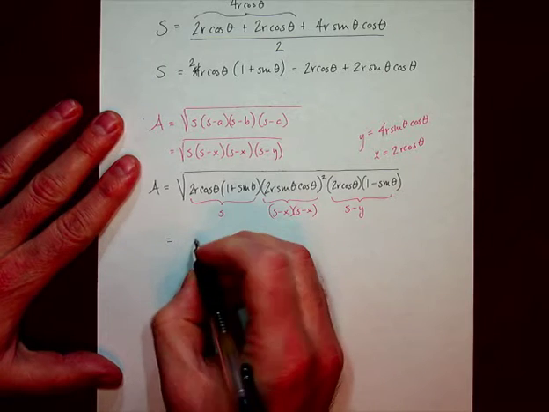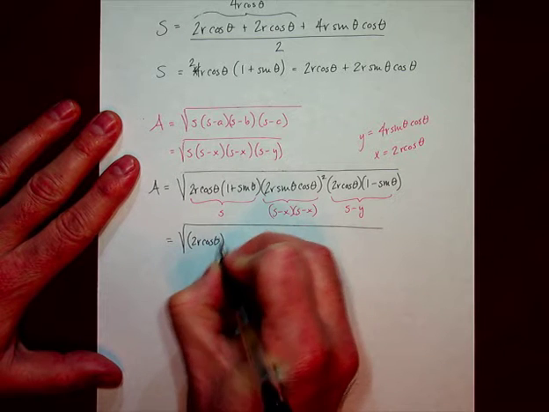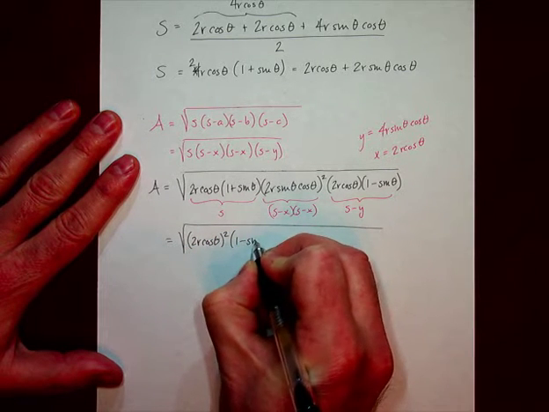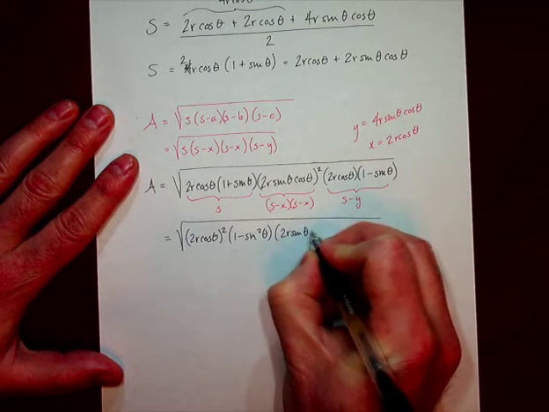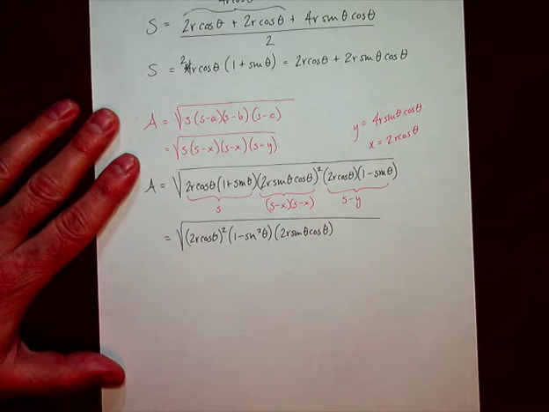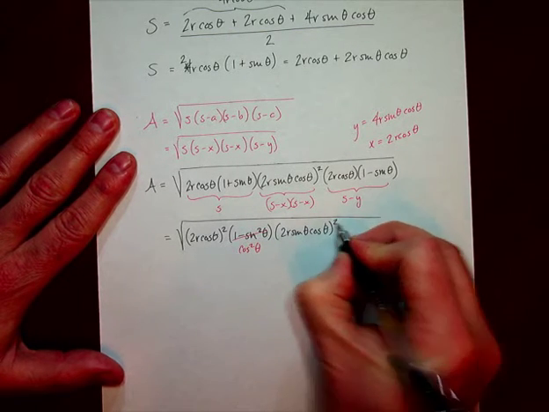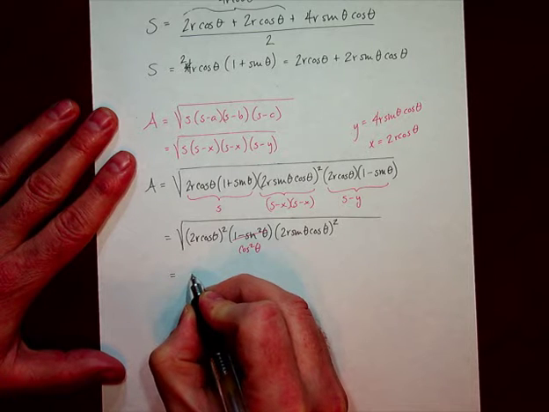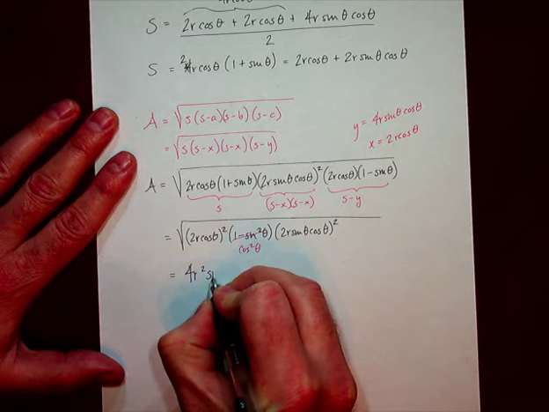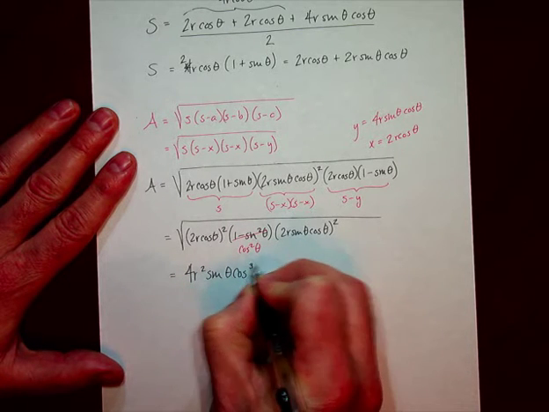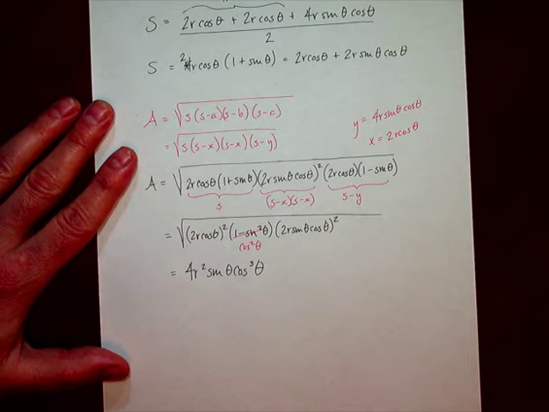Okay, so basically what I have is the square root of 2r cosine theta squared, 1 minus sine squared theta, which is going to become cosine squared, and 2r sine theta cosine theta. Like I said, this becomes cosine squared theta. Everything under there is squared, and therefore, in terms of a simplified version, I'm going to get 4r squared sine theta cosine cubed theta. Oh my gosh. That looks awfully familiar.